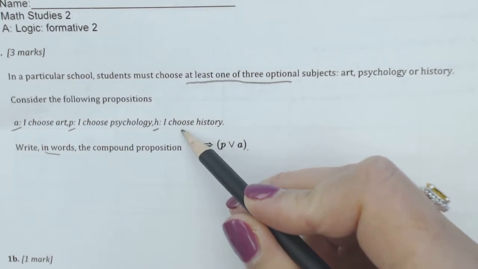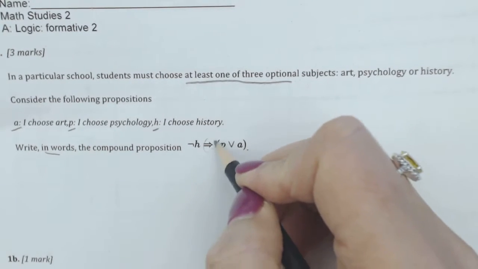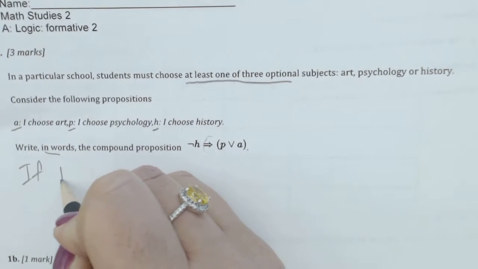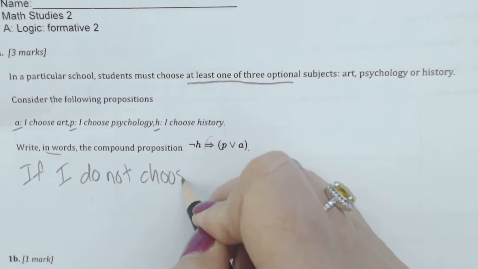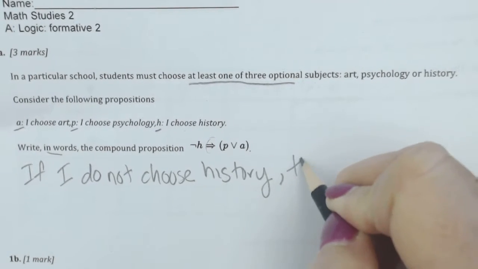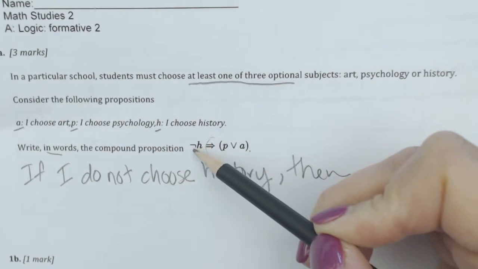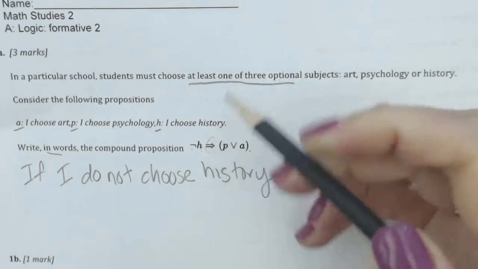First is H. I choose history, and we need to negate that. Since this is an if-then, I'm going to write, if I do not choose history, comma, then. So here is my not. Here's my choosing history. Here's my then.